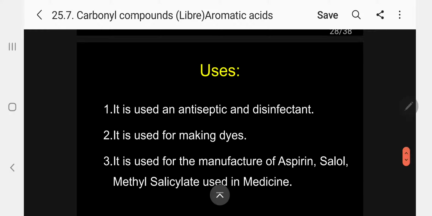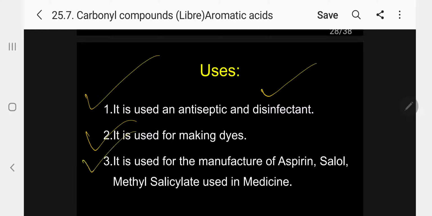Coming to uses, it is used as an antiseptic and disinfectant. It is used for making dyes. It is used for the manufacture of aspirin, salol, and methyl salicylate, which are used in medicine.